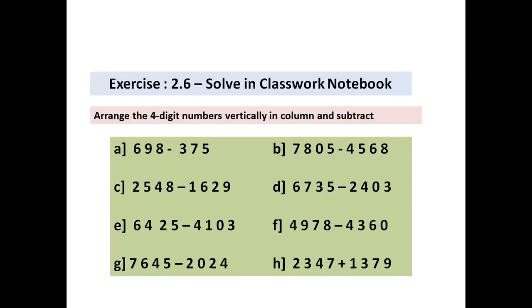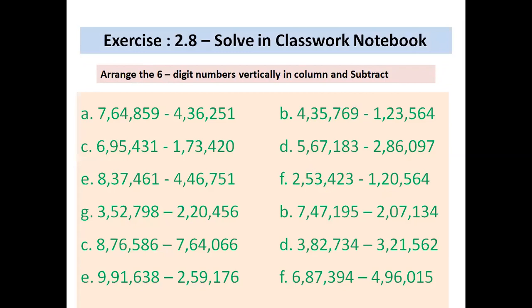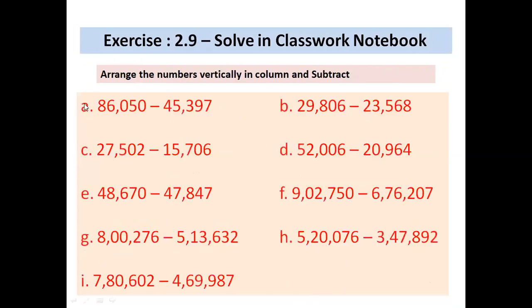Okay, now let's move on to the properties of subtraction. Oh, before properties you need to solve this, but you won't be solving this. Oh, here is a mistake. Here addition is there, you make it subtraction. Okay, now these sums you are going to solve in the notebook. These are textbook exercises only. You have to solve it in the notebook. 2.6, 2.7 is of 5-digit, 2.6 is of 6-digit, and 2.7, 2.9 is a mix of 5-digit and 6-digit. So all these sums you have to solve vertically in your classwork notebook.